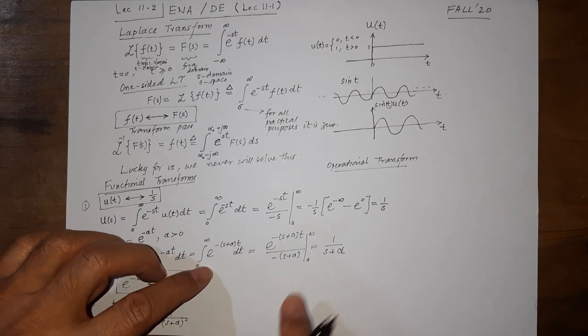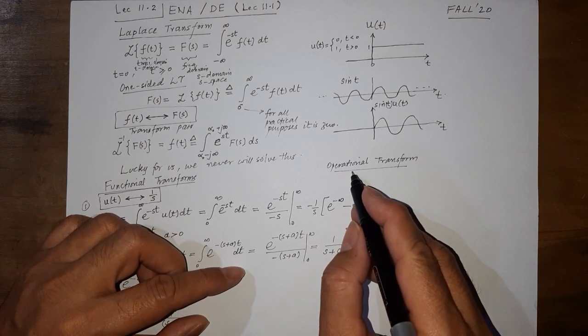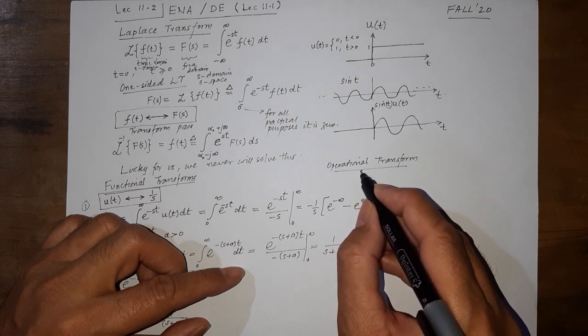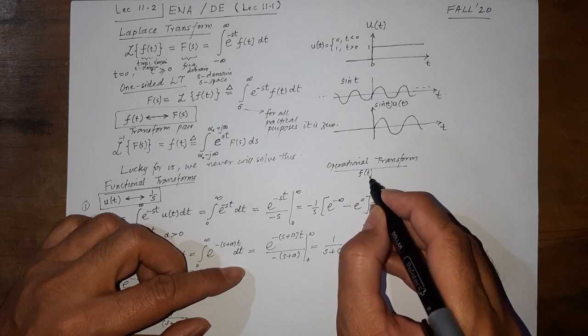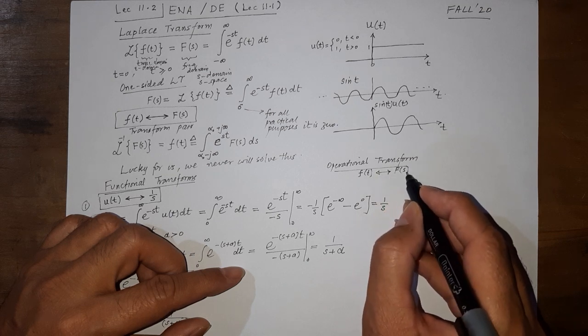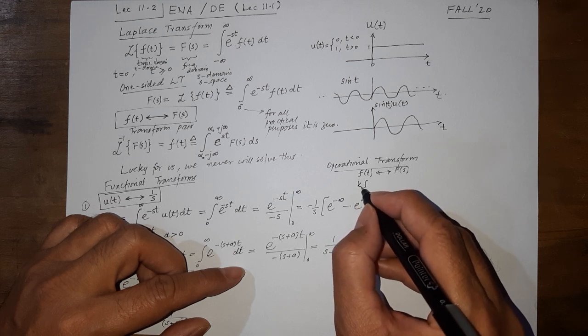And similarly, we are also interested in finding the operational transforms. So for example, once we know that the Laplace transform of f of t is f of s, what happens if we multiply f of t by a constant?